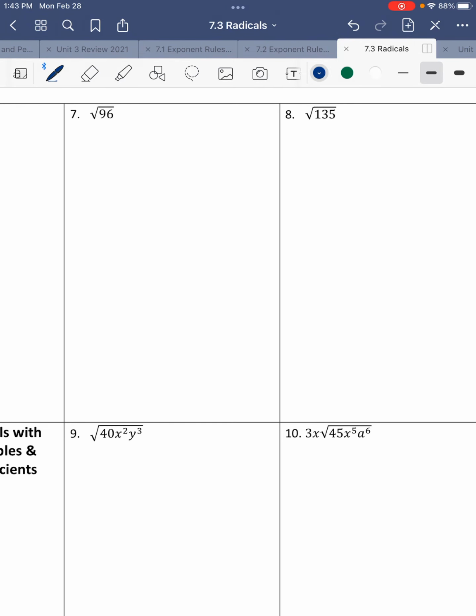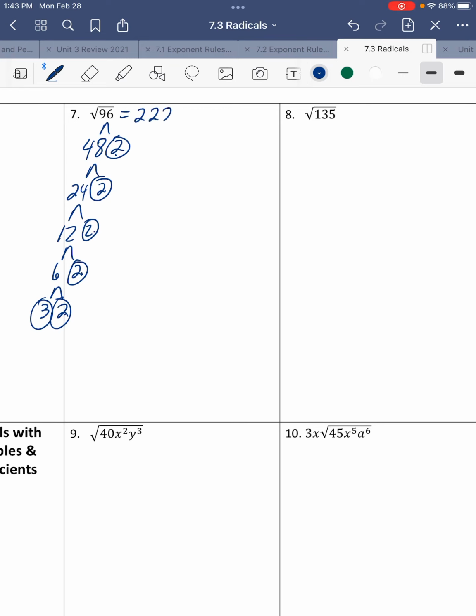All right, number 7. 96. That is 48 and 2. That is 24 and 2. 12 and 2. 6 and 2. 3 and 2. Sometimes these factor trees can get pretty long. I'm going to write out, I have 1, 2, 3, 4, 5 2s. And then there's a 3.